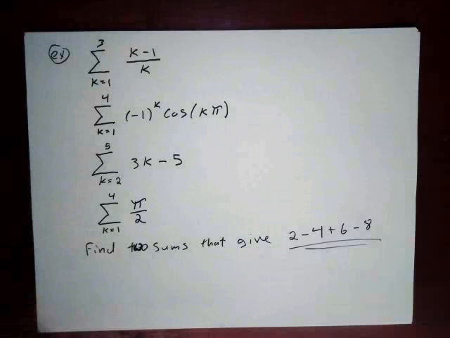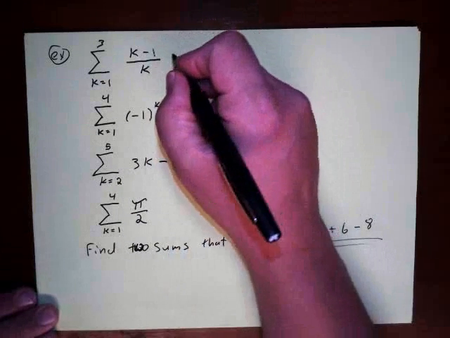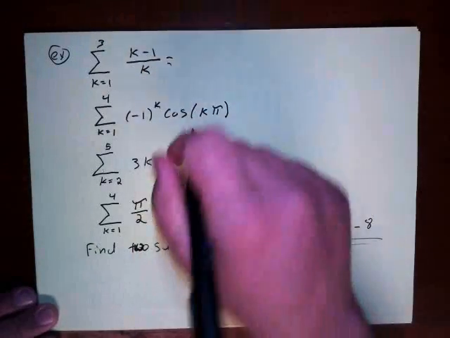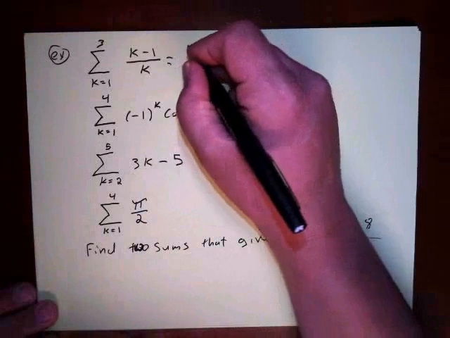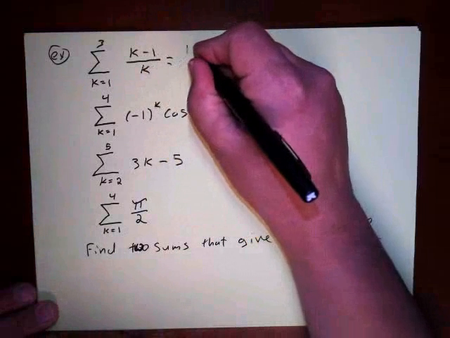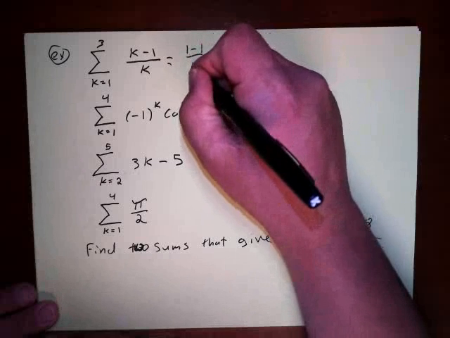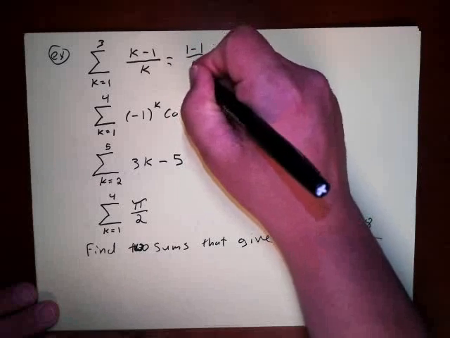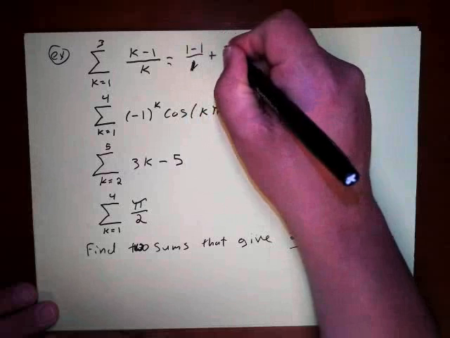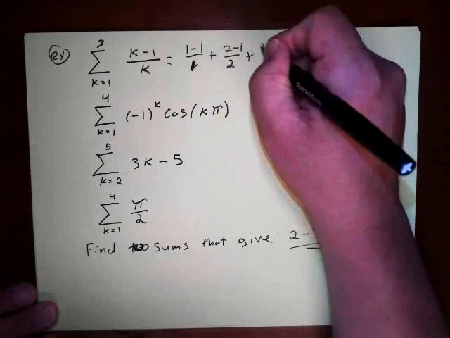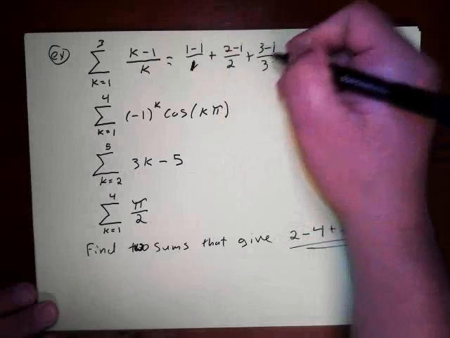Okay. So let's go ahead and figure these out. So this is my formula. I want k to go from 1 to 3. So my first one, I'm going to put in 1 minus 1 over 1. And then this would be 2 minus 1 over 2. This would be 3 minus 1 over 3.